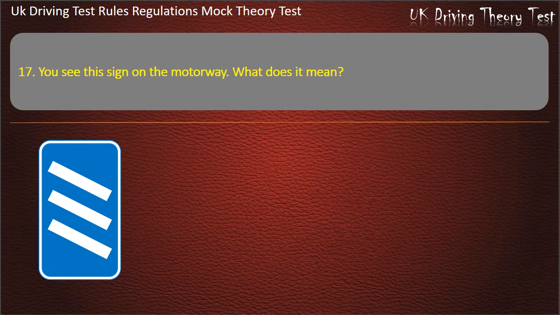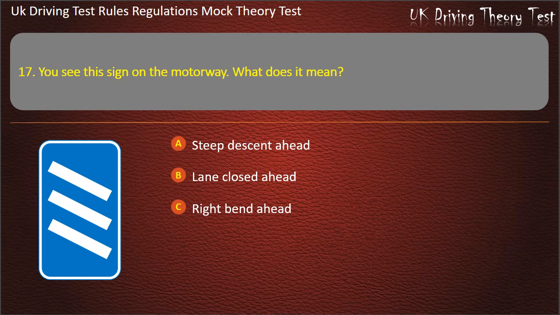Question 17. You see this sign on the motorway. What does it mean? Steep descent ahead. Lane closed ahead. Right bend ahead. 300 yards to the next exit. Answer. 300 yards to the next exit.